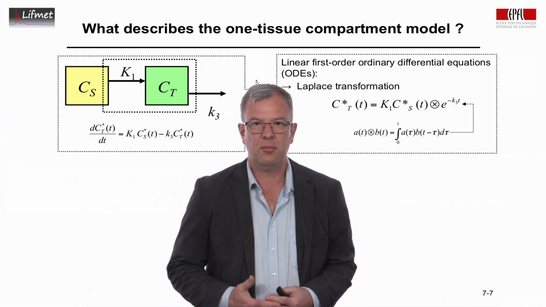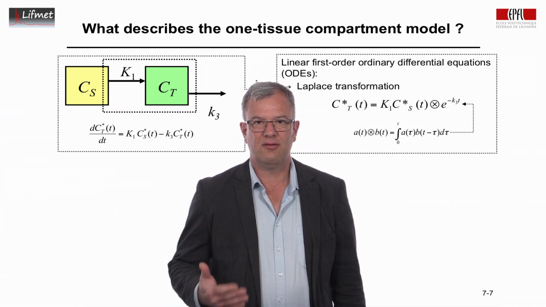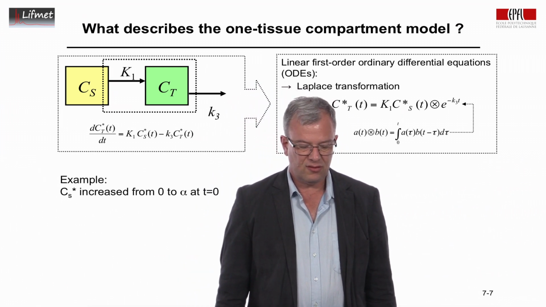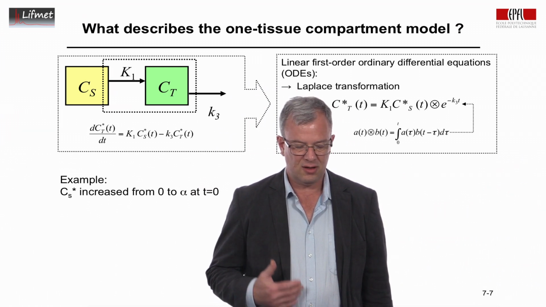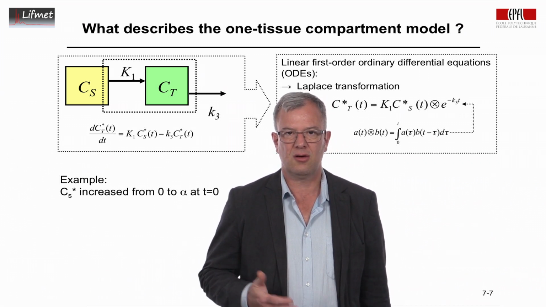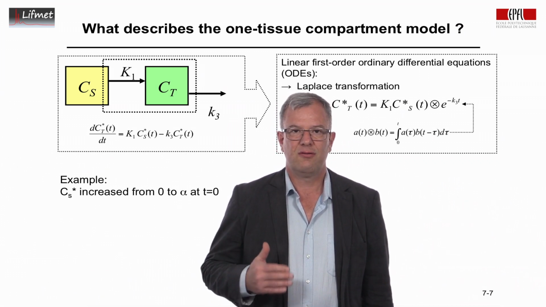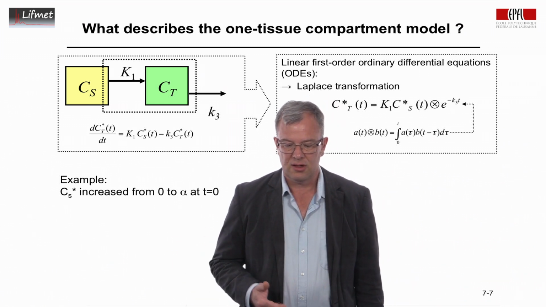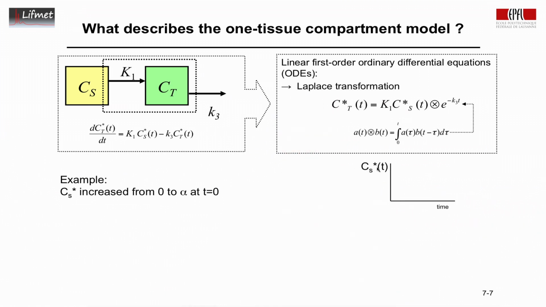So I want to illustrate a simple example first. This example is very simple because it also makes us understand a few important features. We'll assume that we have done an experiment where we raise the tracer concentration in the blood or the precursor at time 0 from 0 to a value alpha. We can call it anything that we want. So if we look at the concentration of CS star, the labeled molecules, the tracer, at time 0 it goes from 0 to alpha, and then we assume it is constant. So this is a very simple situation.